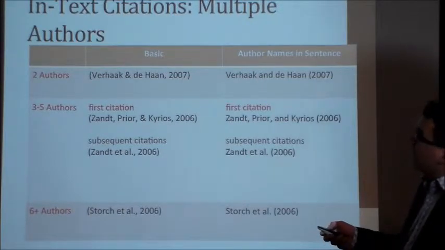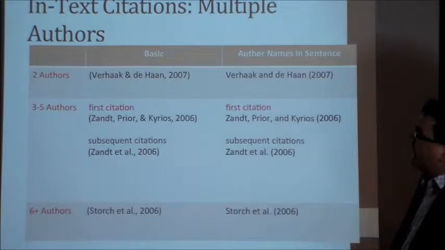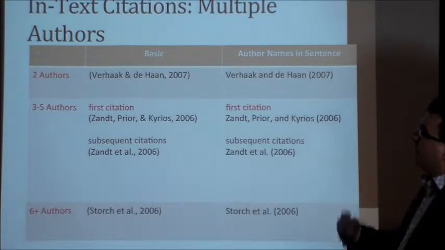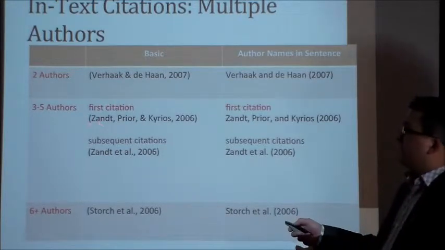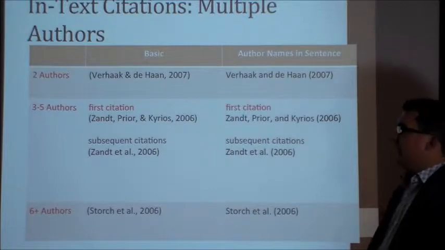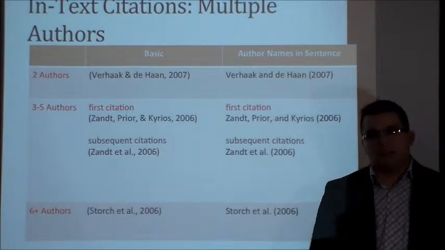So 3 to 5 authors. For citation, Zant, Pryor, and Krios, 2006. Okay? Subsequent citations, those after this initial one that has them all spelled out here, are going to be Zant et al. 2006.